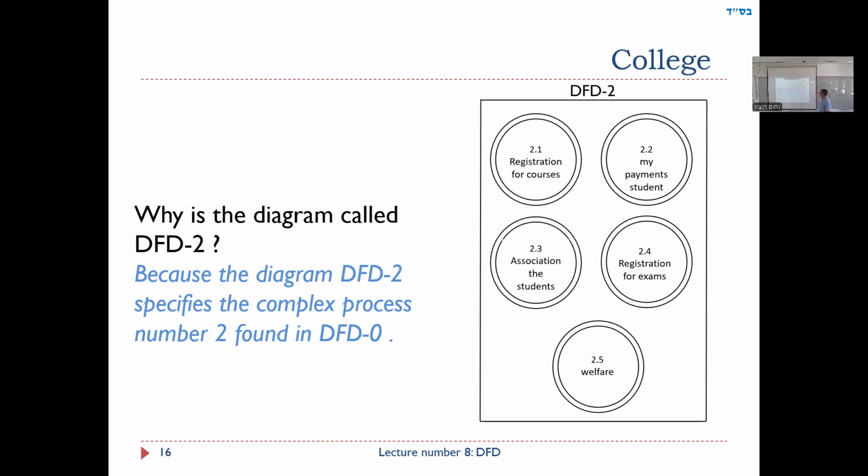Why is the diagram called DFD 2? Because it specifies the complex process called number 2, found in DFD 0. A lot of people make this mistake and they think, oh, DFD 0 is the top level, DFD 1 is the next level, DFD 2 is the next level, 3 is the next level. It's not true. DFD 0 is the top level. Underneath it are DFD 1, 2, 3, 4, 5, 6. Underneath those are DFD 1.1, 1.2, 1.3, or 2.1, 2.2, 2.3. The names get longer as you go down a level.